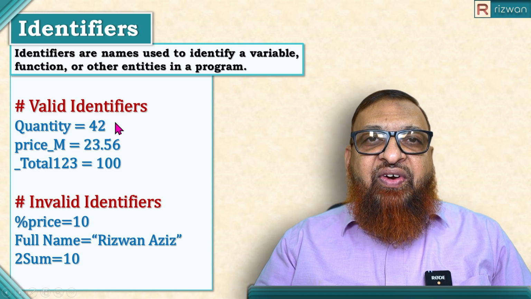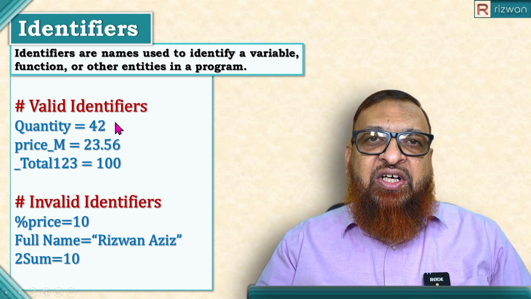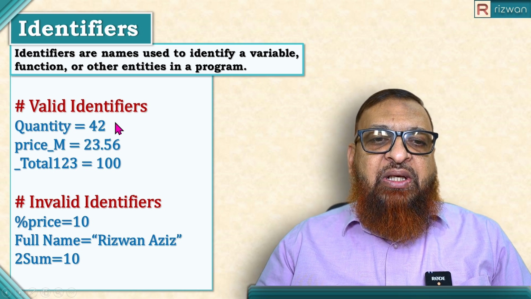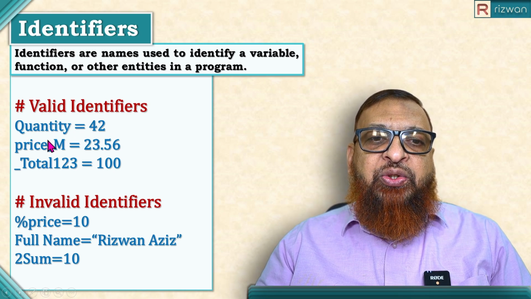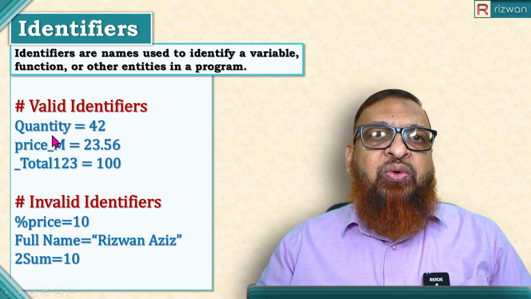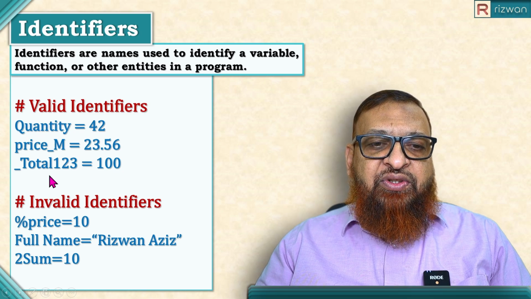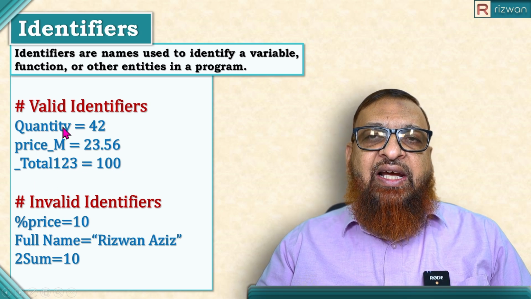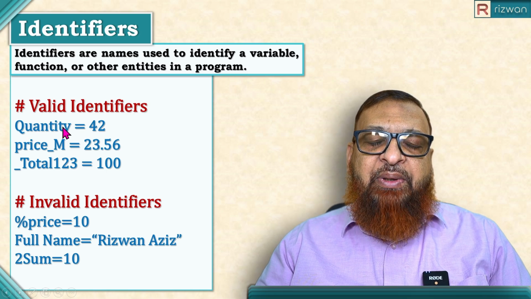So what are identifiers? Identifiers are names used to identify a variable, function or other entities. Say for example, we have certain variables here. What exactly name we need to give? That's an identifier. So there are certain rules and regulations we need to follow in order to qualify as an identifier. Say for example, we have used three variables. These are all valid identifiers. If you don't follow the rules, it will say error. Who will say? Python will say error.